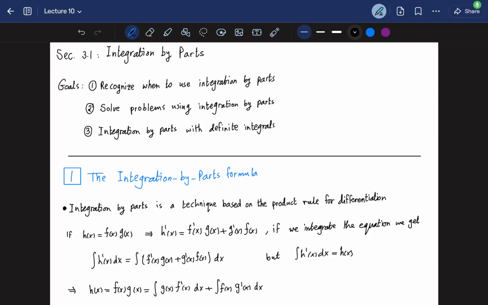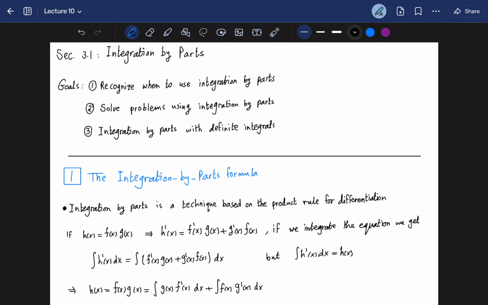In this video, we're going to start chapter 3. Chapter 3 is just more techniques that we're going to learn that are going to help us integrate technically any integral that we have. In section 3.1, we're going to cover a method called integration by parts.